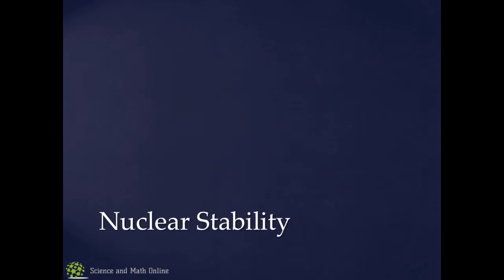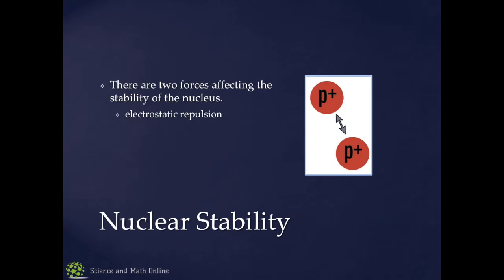All right, so nuclear stability. There are 2 forces affecting the stability of the nucleus. We have electrostatic repulsion. Remember, like charges repel. They don't like each other. So the protons in the nucleus are repelling each other. They don't want to be anywhere near each other. And then we have the nuclear force. And so in the nuclear force, the neutrons are kind of being pulled together by what are called the strong and weak nuclear forces.